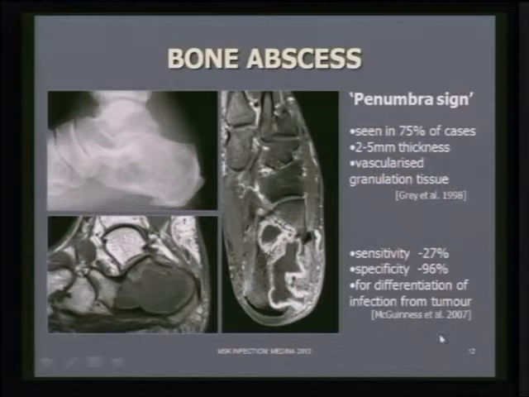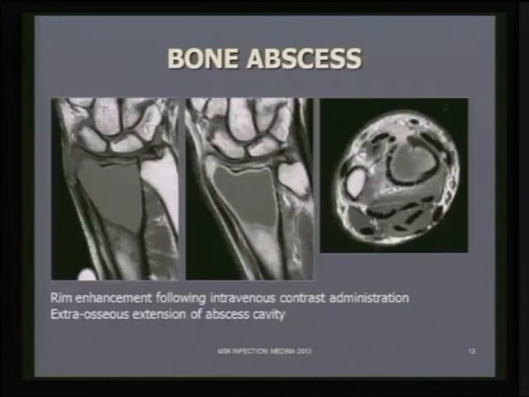In this other study published more recently, it was only seen in about 27% of bone abscesses, but it has a very, very high specificity, 96%, for the differentiation of infection from tumour. So it's a very important sign to look for, the penumbra sign. Give gadolinium, you'll see it enhance, and this is a very, very strong indicator that you're dealing with a bone abscess as opposed to a bone tumour.